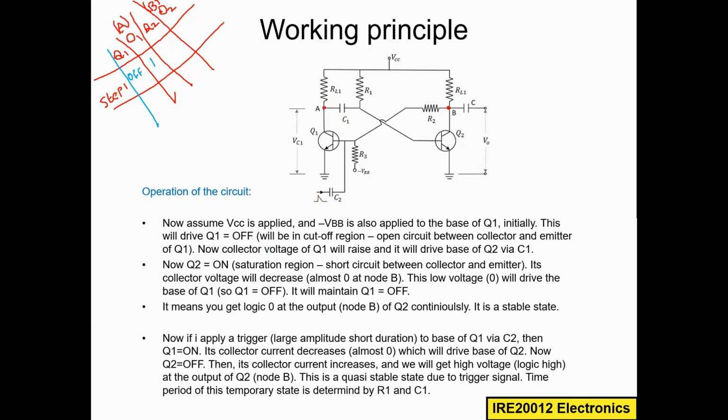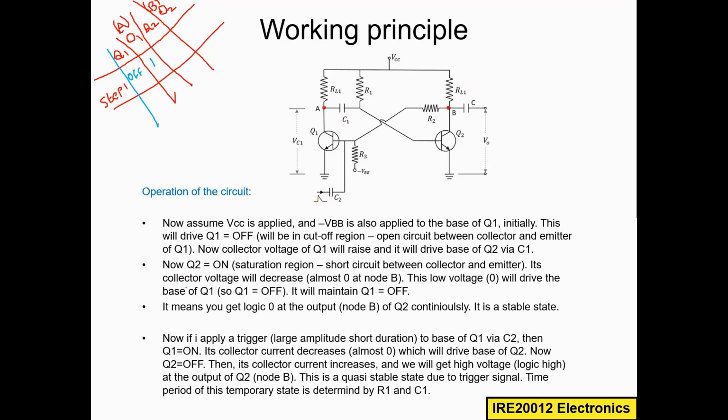With Q1 open circuited, the collector voltage of Q1 will rise and it will drive the base of Q2 via C1. So this logic high, the high voltage, will be charging capacitor C1. Once it's fully charged, then definitely this will drive the base of Q2.